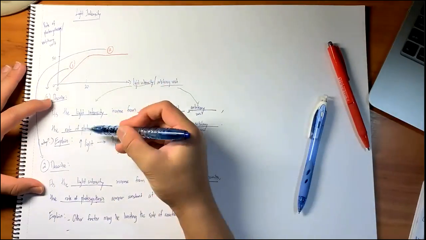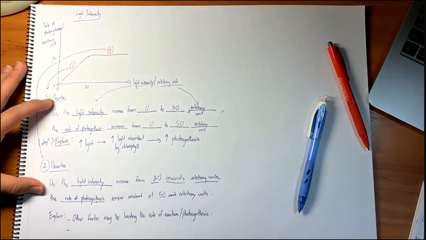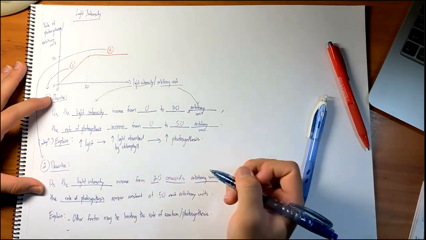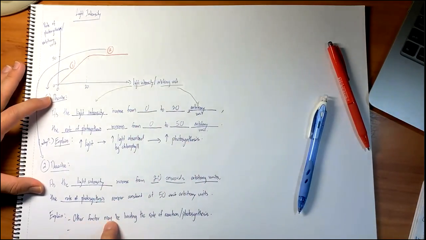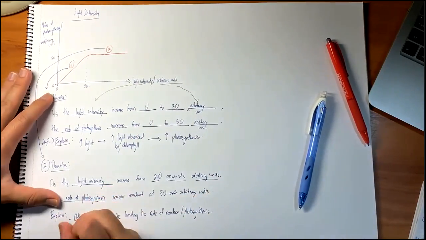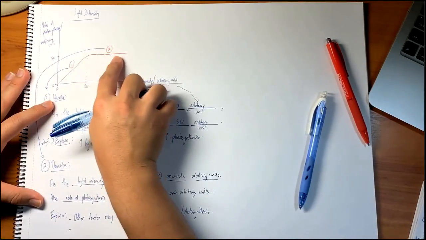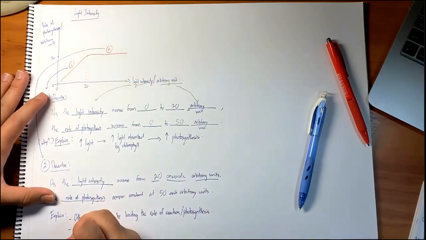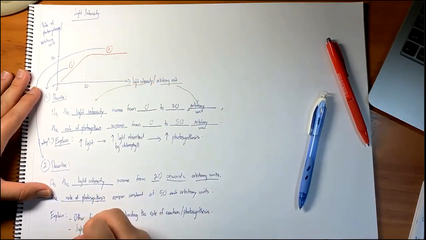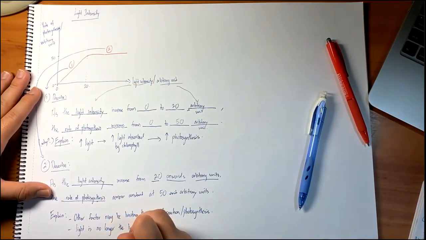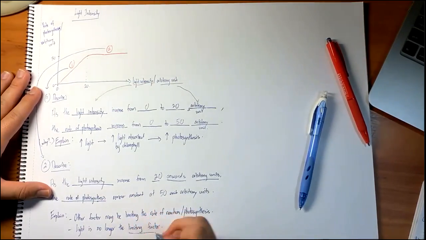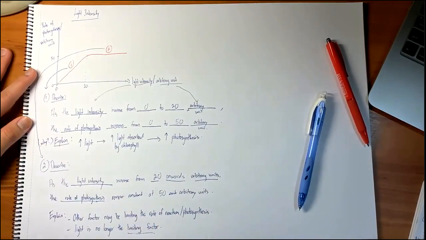So that is for part two, that's the explanation. Other factors may be limiting the rate of photosynthesis. Or in other words, during this time, at level two here, what is happening is light is no longer the limiting factor. Light is no longer the limiting factor.